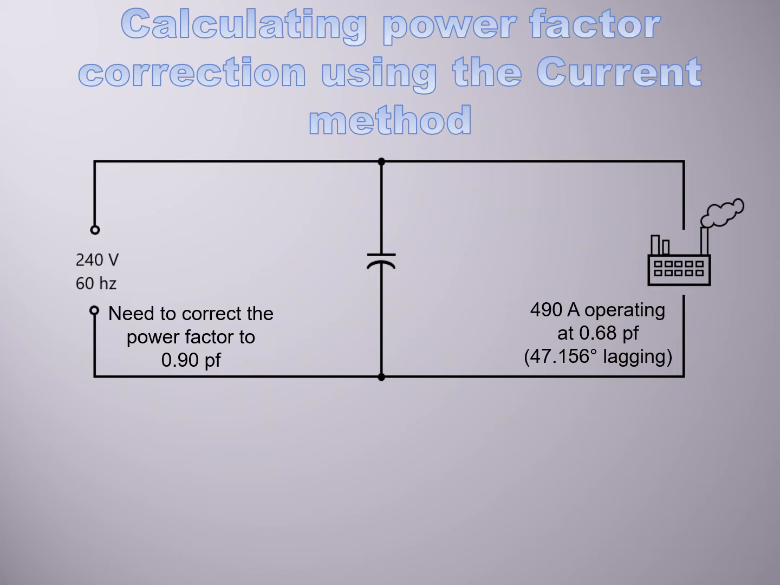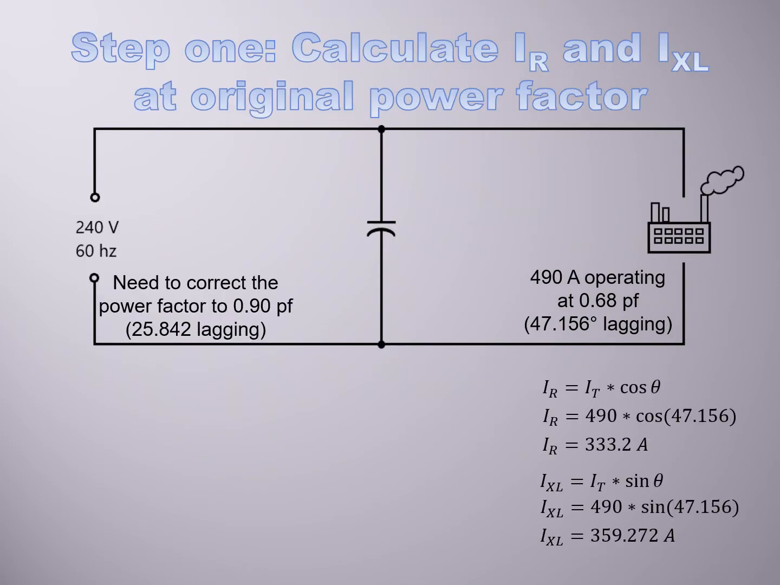What we need to do is correct the power factor to 0.9 instead. We start by taking our existing ampacity at our existing power factor angle and using that value to calculate what both our resistive ampacity and our reactive ampacities are going to be. We need both these numbers to do the rest of the process.